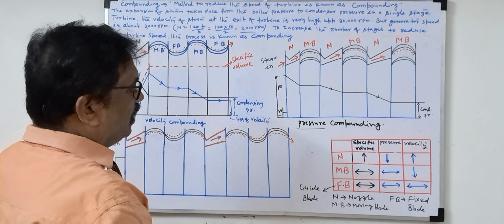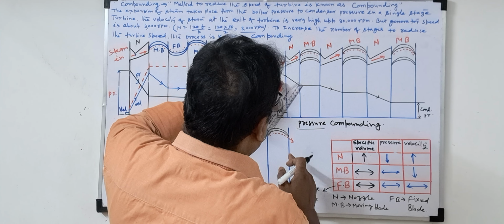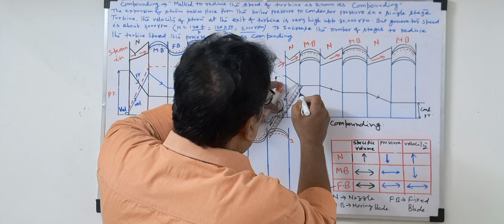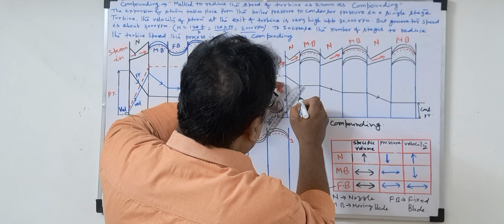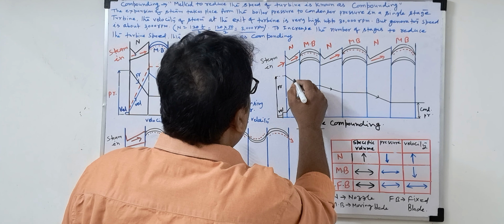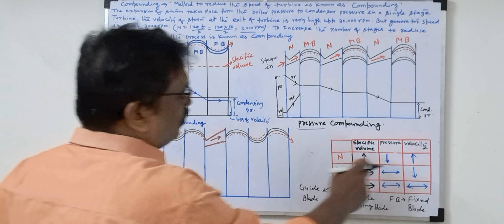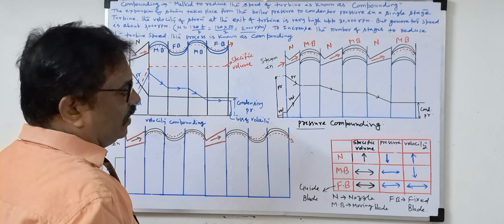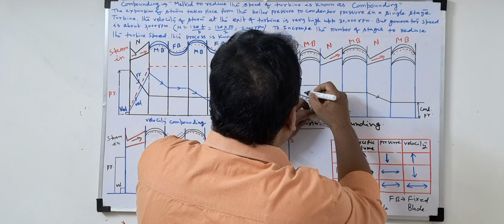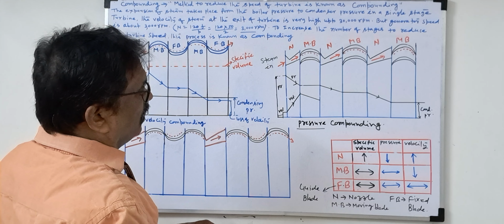Now see this velocity. You already know velocity increases when it passes through the nozzle. So velocity increases; this is pressure, this is velocity. Velocity increases when it passes through the nozzle. Now the moving blade. What will happen in the moving blade? Velocity will decrease. Show the inclined line that decreases. Again it will be the nozzle.